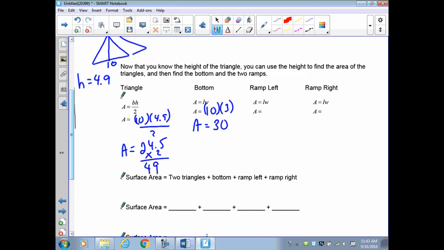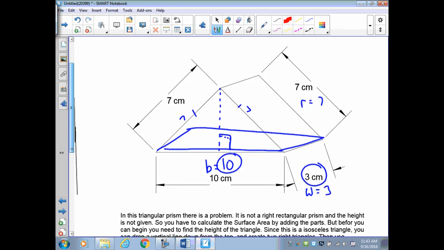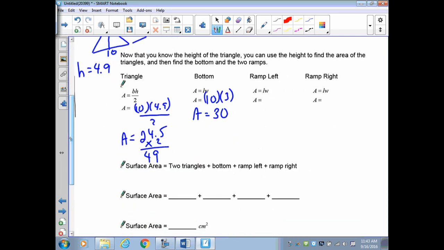All right, going back and looking at the ramps. Now you notice an isosceles triangle, so my ramp here is 7 by 3, and this ramp here is also going to be 7 by 3. So we really could do this in one step and double it, but let's do it separately. So this is 7 times 3. That means that the one ramp on the left is 21, and the one on the right is the same thing. 7 times 3, so the one on the right is also 21.